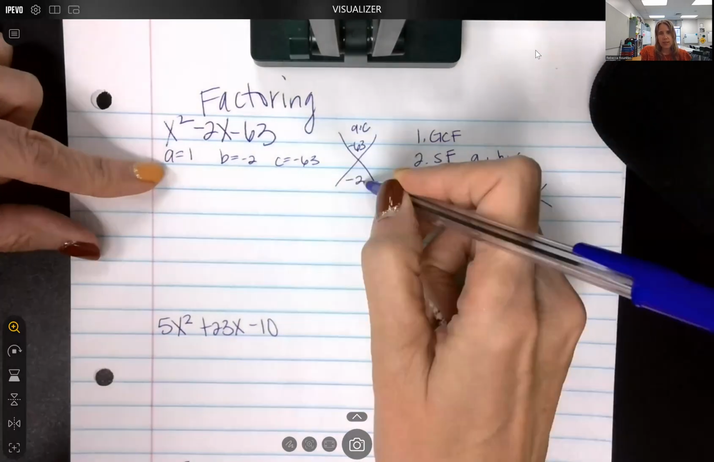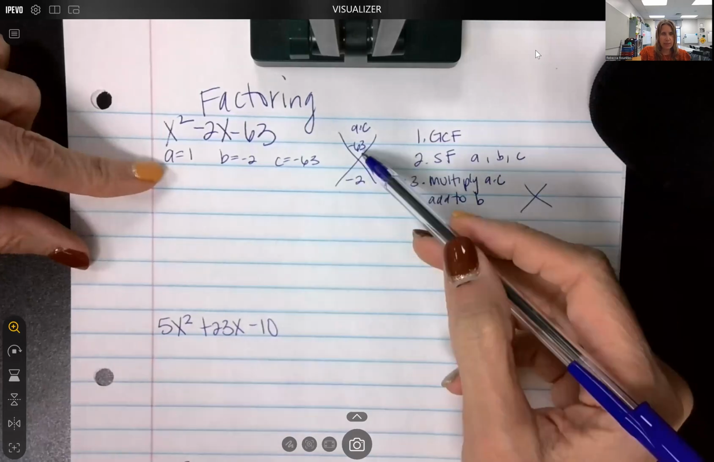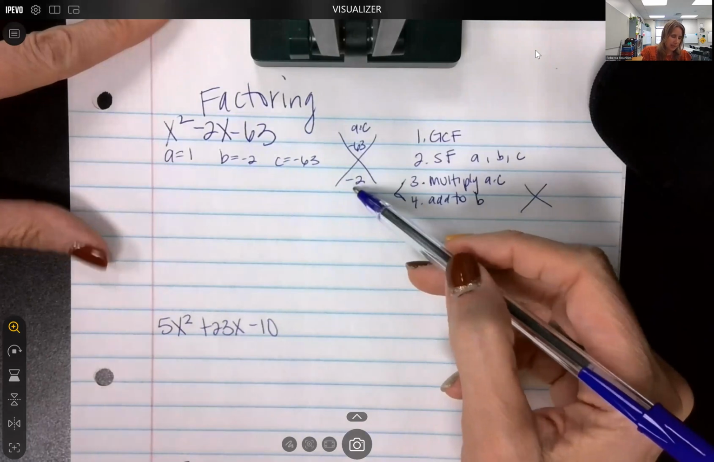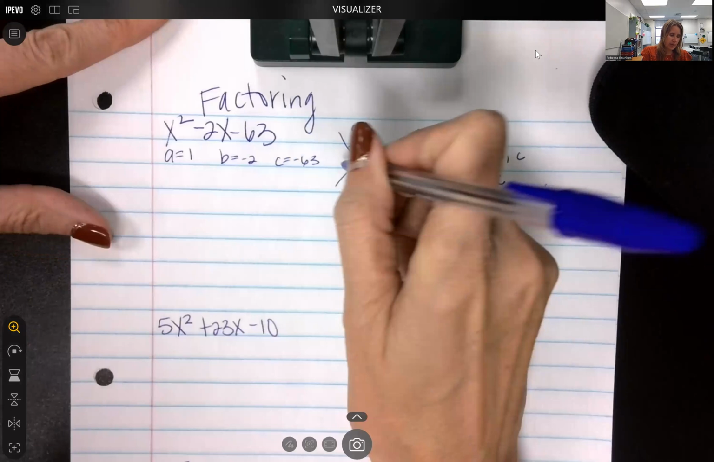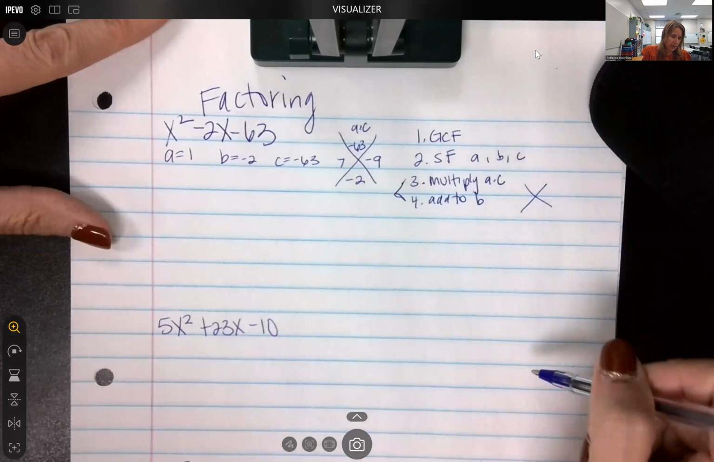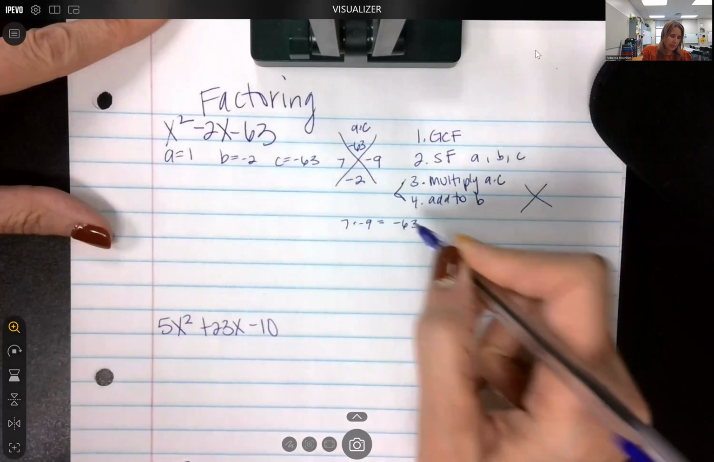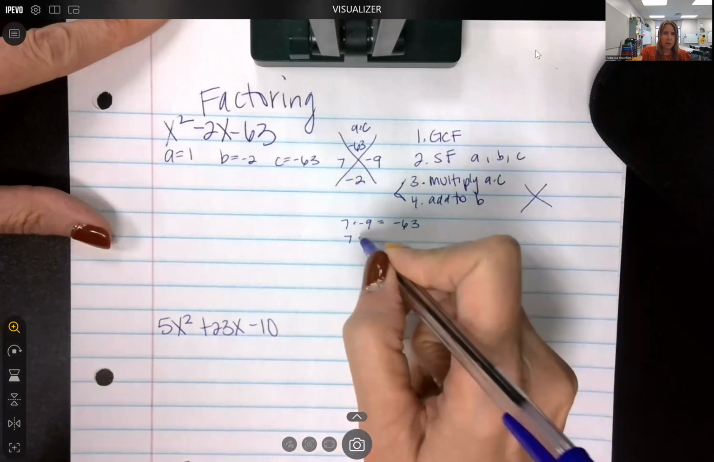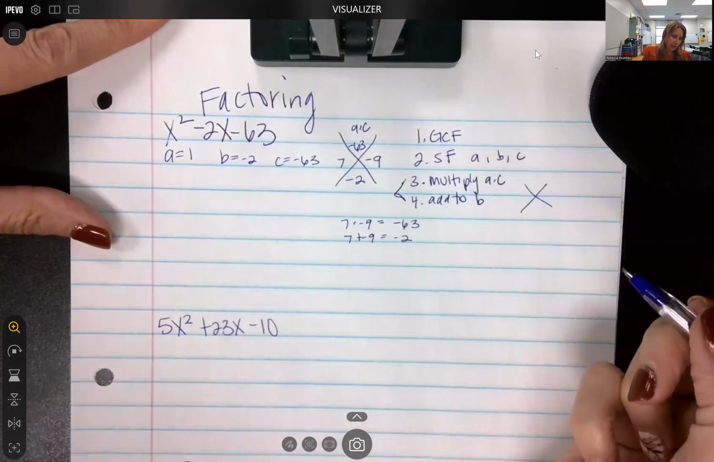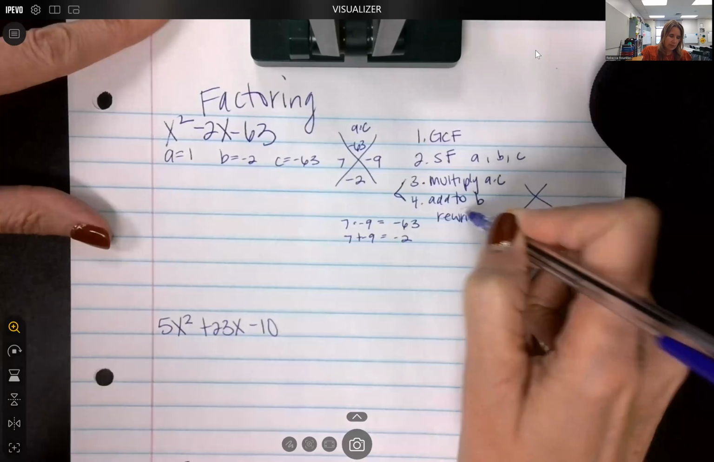So I'm looking to find two numbers that multiply to -63 and add to -2. So I'm going to use 7 and -9. And if I check that, 7 times -9 gives me -63, and 7 plus -9 gives me -2. So that worked, okay? So now using this, we're going to rewrite our expression using 4 terms.